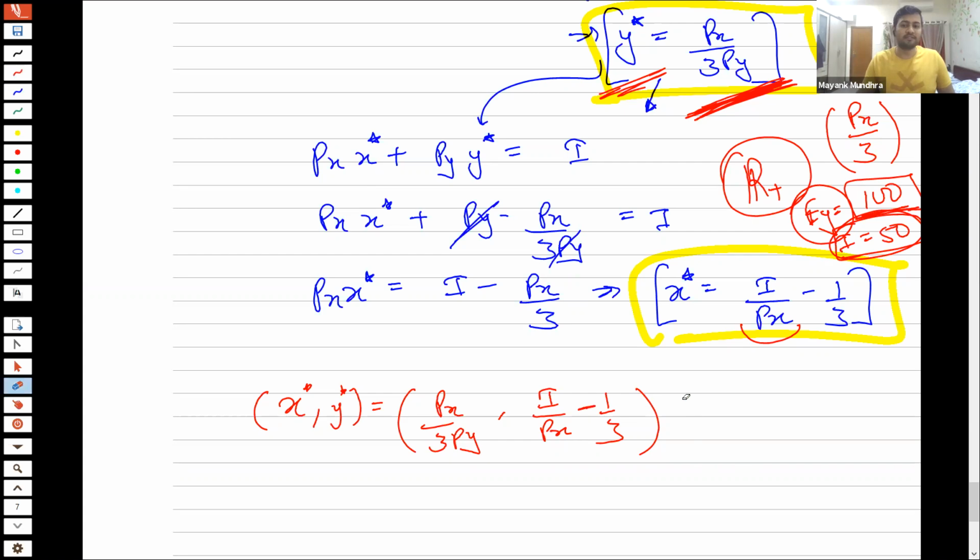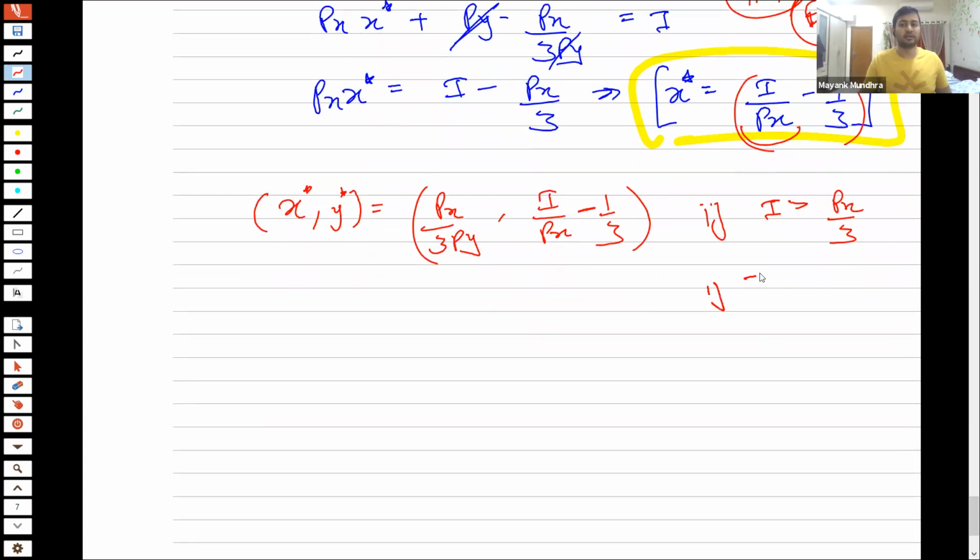So in effect, this is a consumption bundle only if income is greater than this expenditure on Y, which basically says that only if I is greater than Px by 3. But in the situation where I is less than or equal to Px by 3, if you are not rich enough, you will spend all your income on good Y. So you'll spend everything you have on good Y. So the amount of good Y that you will purchase.